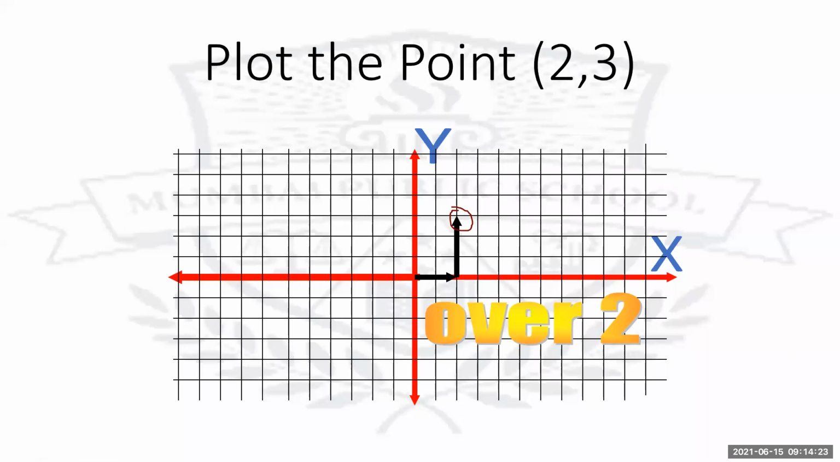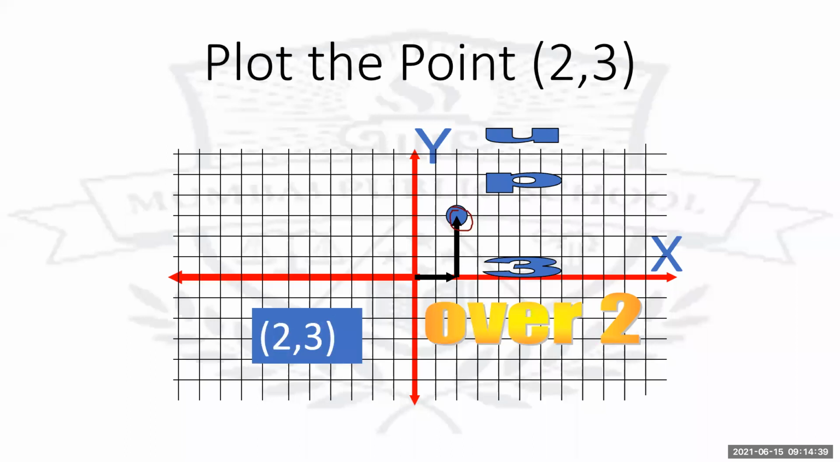Just a minute, the mouse has got stuck. Okay, we'll move up 3. So this is your point 2 comma 3. Is this understood to all the students? This is very important. In this way, you have to plot the points. You have to check whether it is positive or negative.